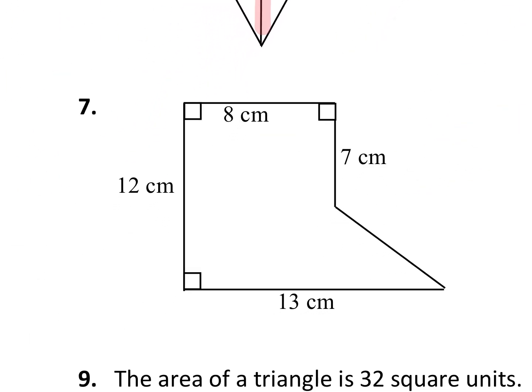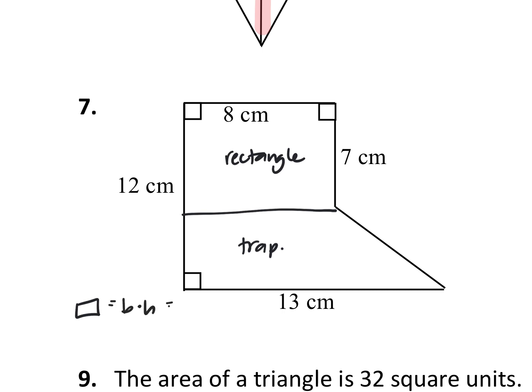Number 7. Number 7 is a composite figure. I would suggest splitting it at this point right there, because up top now I have a rectangle, and on the bottom I now have a trapezoid. So if I find the area of the rectangle, that would be base times height. And my base in this case would be 8. My height would be 7. So I've got 8 times 7, which is 56.